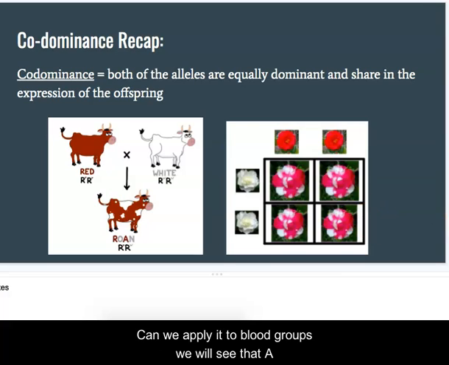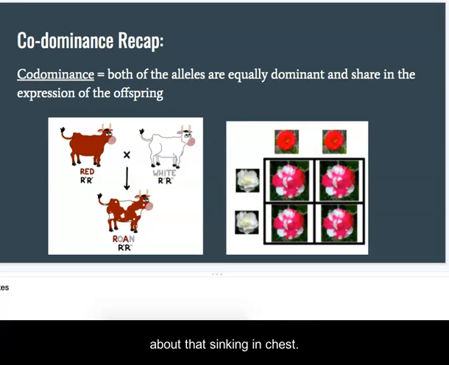And when we apply it to blood groups, we will see that A and B are codominant with each other. But we'll take some notes on that in a minute, so don't worry about that sinking in just yet.